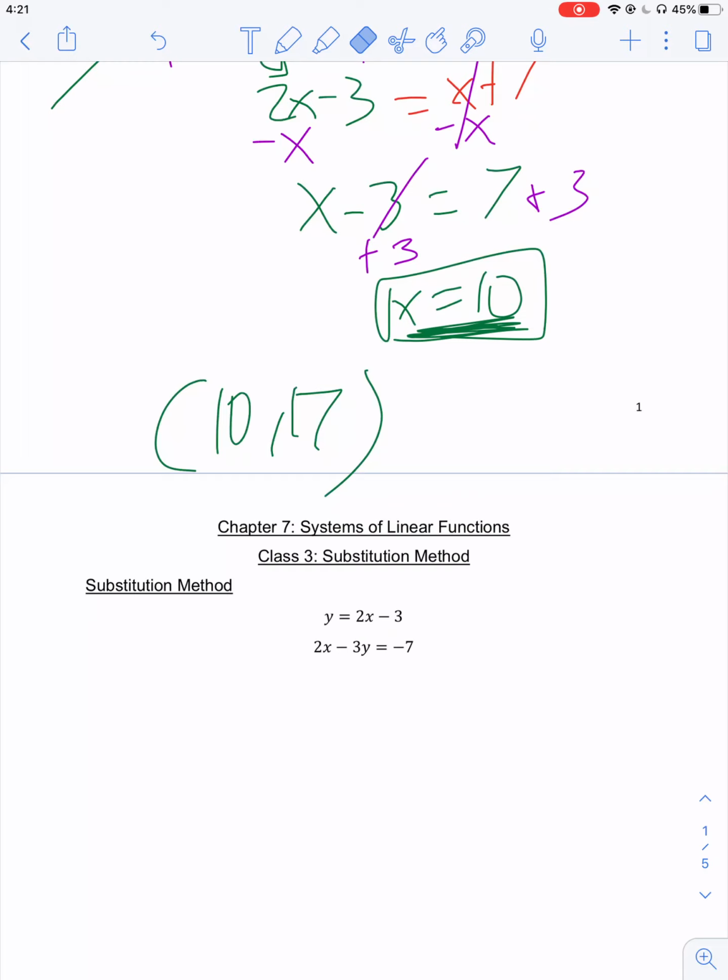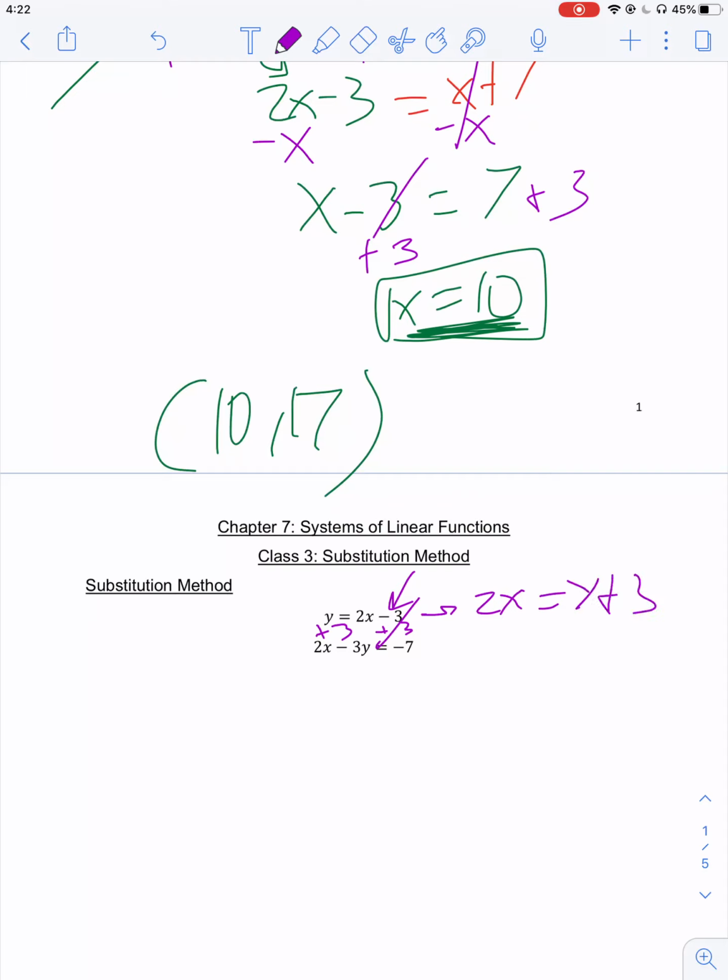So that would be slightly faster, because if I solve for 2x in this case, all I have to do is just get rid of this minus 3, right? So I can do plus 3 on both sides. And then by doing that, this equation will change into 2x, right? Because this will disappear. So 2x is equal to y plus 3, okay?